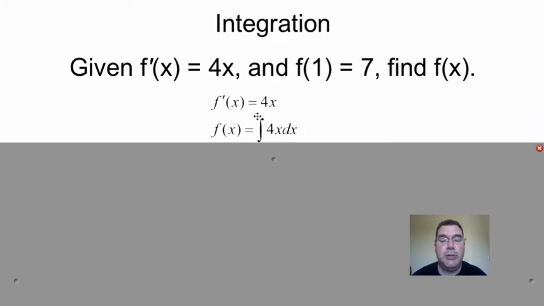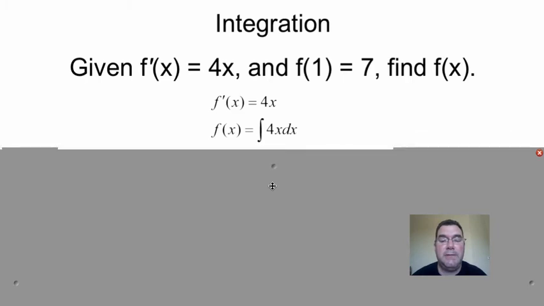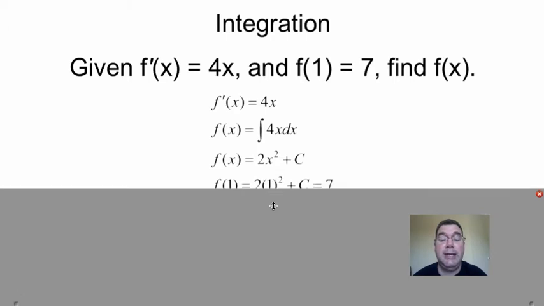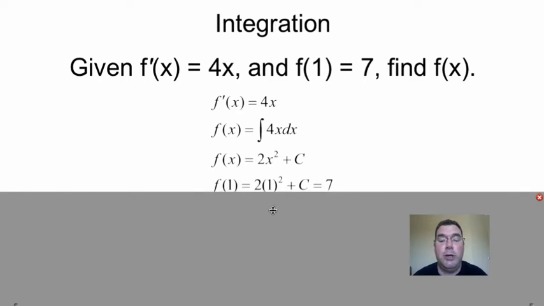So that's when I use that funky s symbol, and the dx. And if I actually find the antiderivative of that, then that is 2x squared plus c. And I always remember that plus c. Well, now I know that f of 1 is 7. So I can plug in 1 everywhere there's an x. So f of 1 would then be 2 times 1 squared plus c, and that would equal 7.